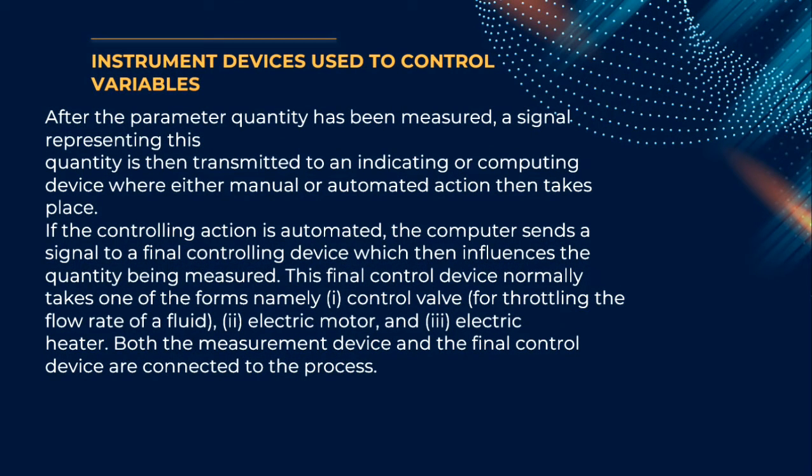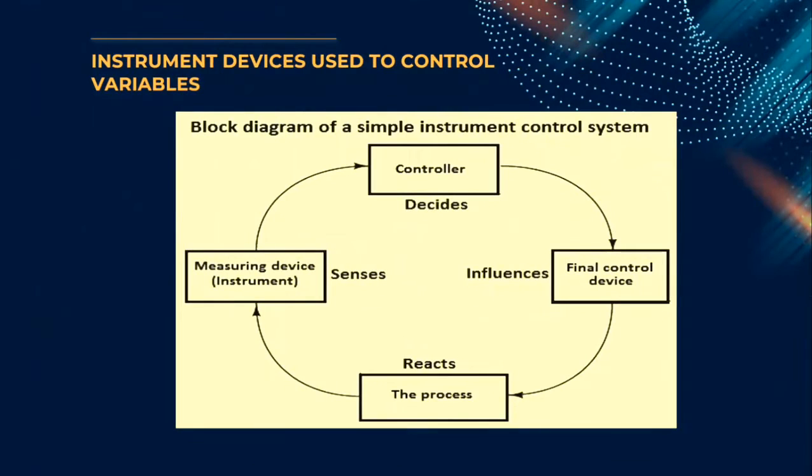After the parameter quantity has been measured, a signal representing this quantity is then transmitted to an indicating computing device where either manual or automated action then takes place. If the controlling action is automated, the computer sends a signal to a final controlling device which then influences the quantity being measured. This final control device normally takes one of three forms, namely number one, control valve for throttling the flow rate of a fluid. Second, electric motor. And third is the electric heater. Both the measurement devices and the final control devices are connected to the process. So this is the block diagram of a simple instrument control system.